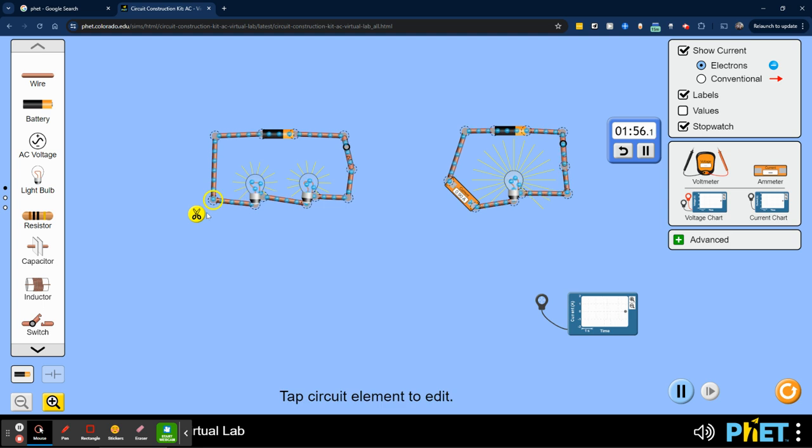So I'm going to break up this circuit here. I'm going to get another ammeter. I'm going to measure the current. While I'm doing that, you may want to make a prediction about what you think the current's going to be. You might want to pause it if you want to have a think about that.